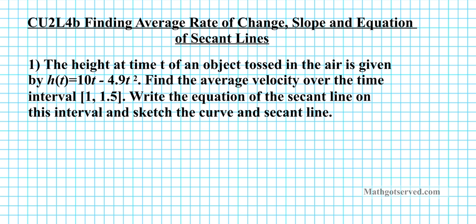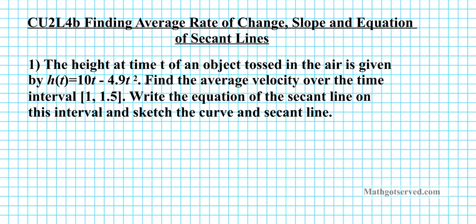Good day, students. In this clip, we're going to be going over two examples on how to find the average rate of change, the slope and equation of the secant line related to the function. I'm going to be showing you how to use the Ti-89 calculator to simplify the process considerably. Okay, let's take a look at question number one.